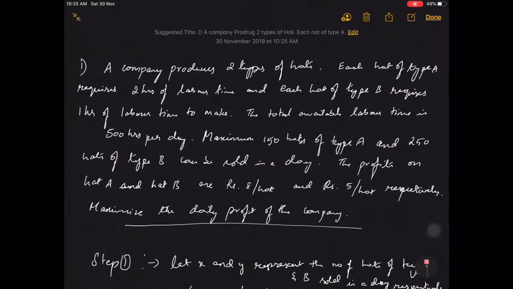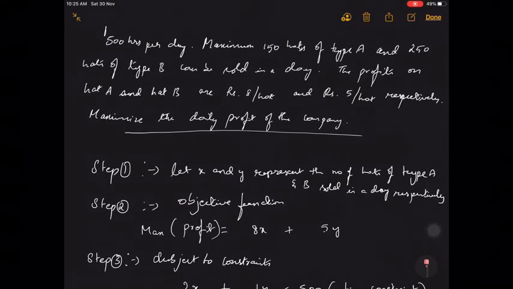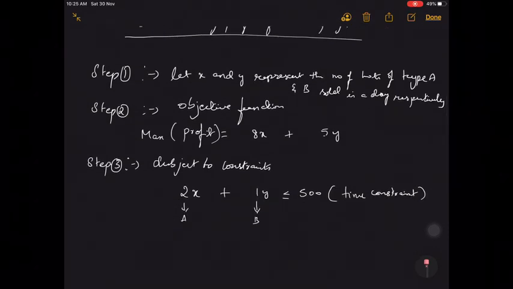Okay, let us go to the next condition given in the question. The question says the maximum 150 hats of type A and 250 hats of type B can be sold in a day. Maximum you can sell 150 hats of type A and 250 hats of type B. So X represents number of hats of type A sold in a day.